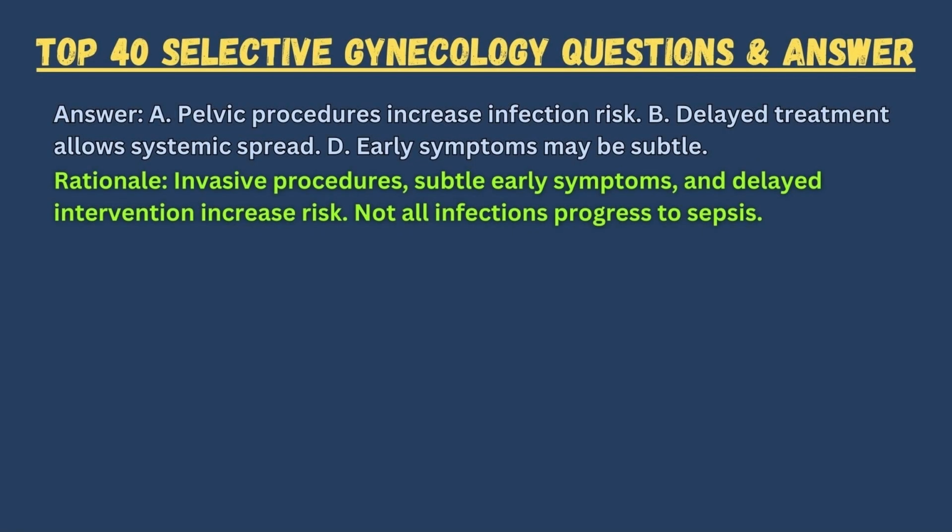Answer: A. Pelvic procedures increase infection risk. B. Delayed treatment allows systemic spread. D. Early symptoms may be subtle. Rationale: Invasive procedures, subtle early symptoms, and delayed intervention increase risk. Not all infections progress to sepsis.